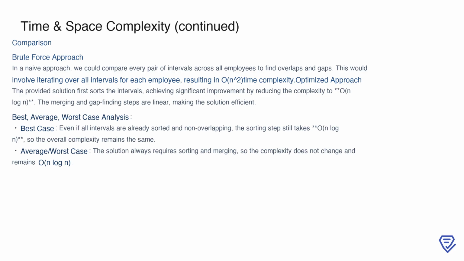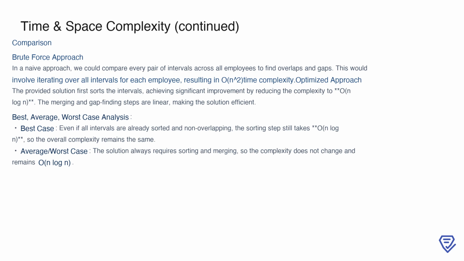When comparing the optimized solution to a brute force approach, the efficiency improvement becomes clear. In a naive method, we would check every pair of intervals across all employees to find overlaps and gaps. This would involve iterating over all intervals for each employee, resulting in a time complexity of O(n^2). By contrast, the provided solution first sorts the intervals, reducing the complexity to O(n log n). The merging and gap finding steps are linear, which makes this approach significantly more efficient.